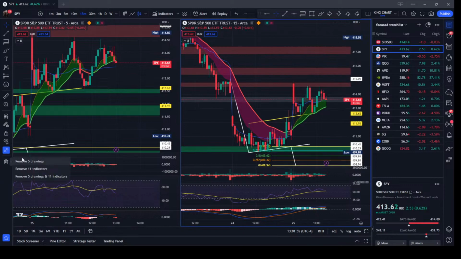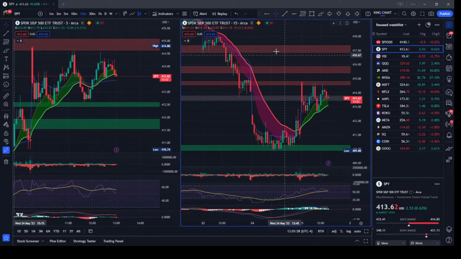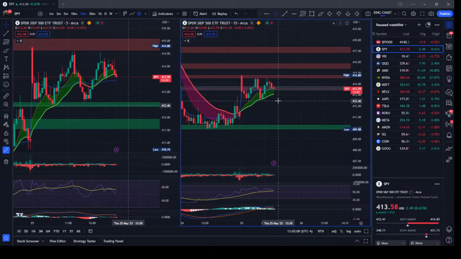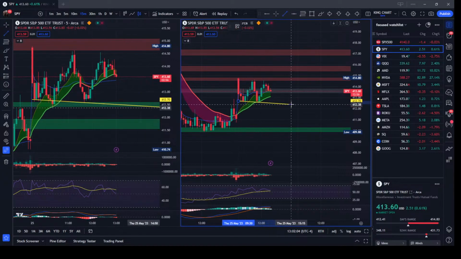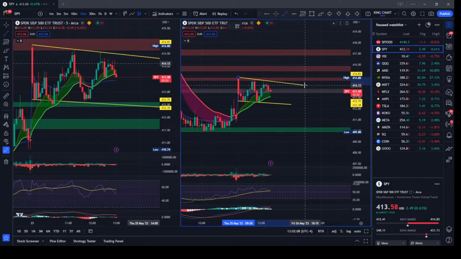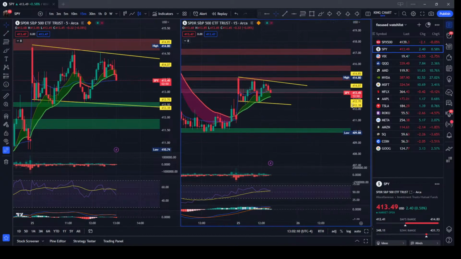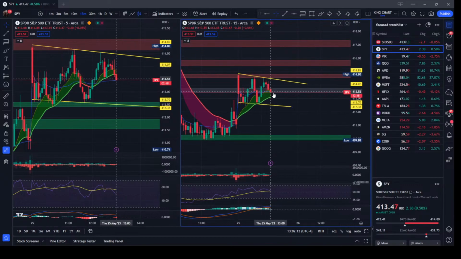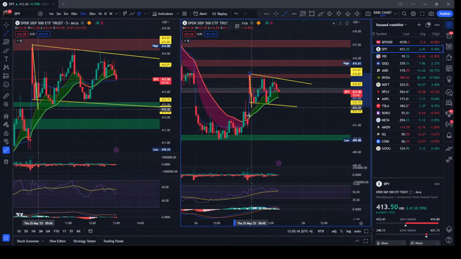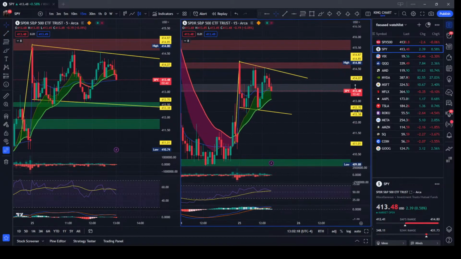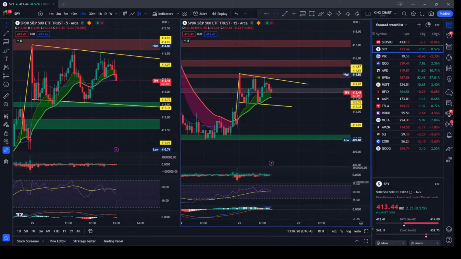All right, so let's go from the top. So we got SPY we're looking at here. We always have the 15 and the 5-minute chart open. So right now it looks like we're getting a flag. The trend line here looks like a nice little bull flag that we're forming on the 15.